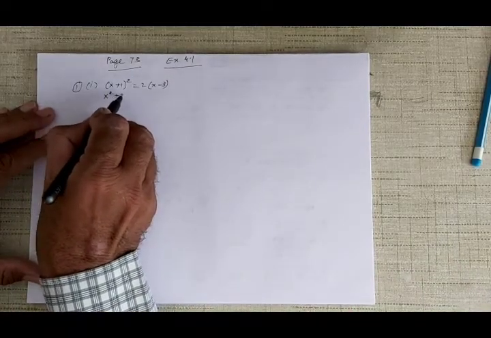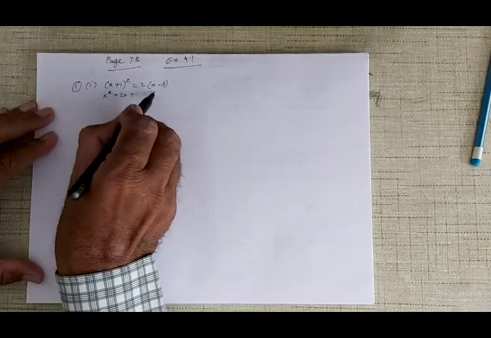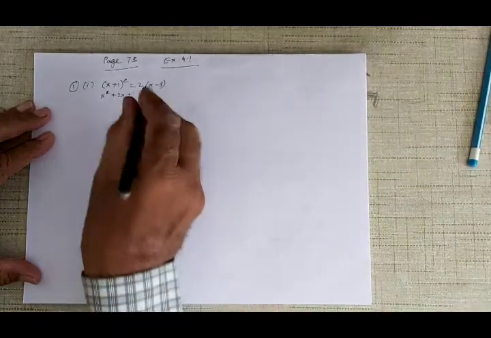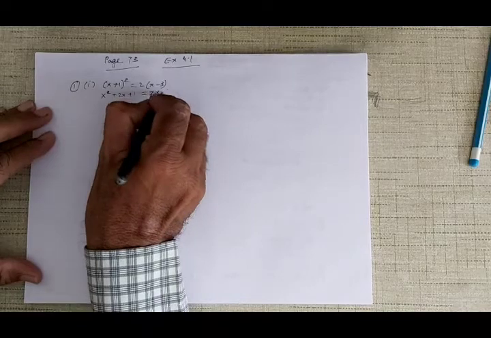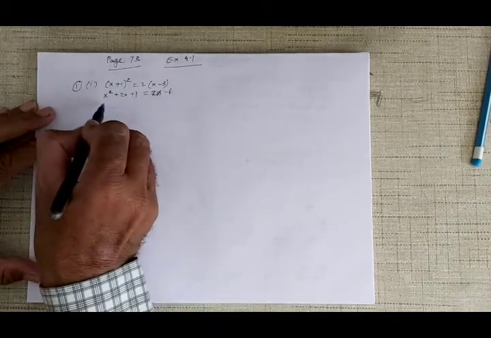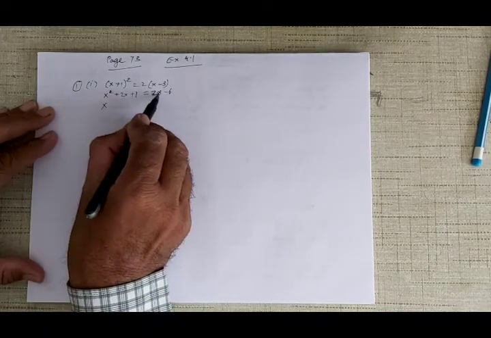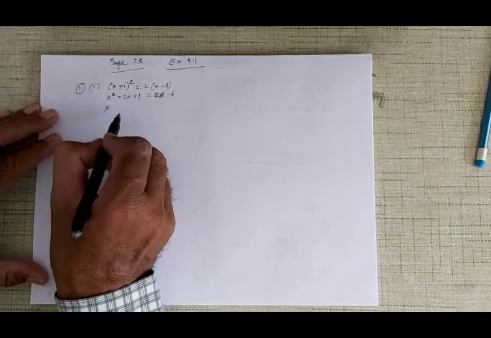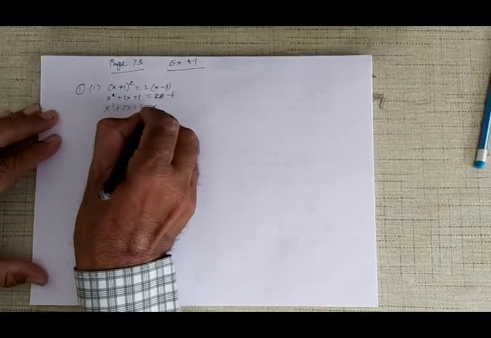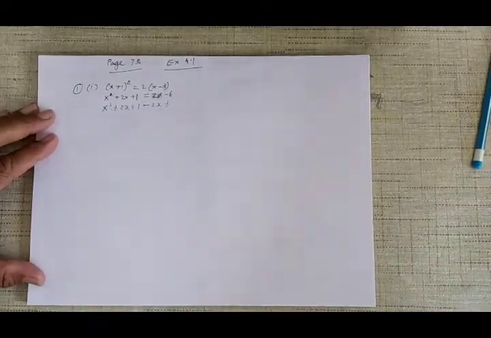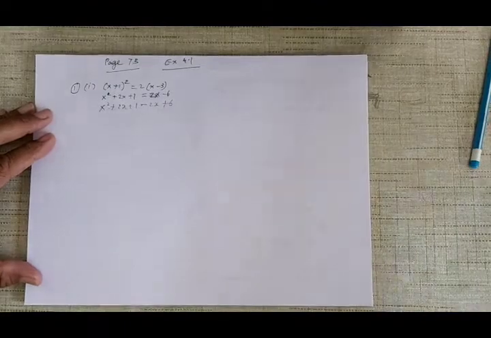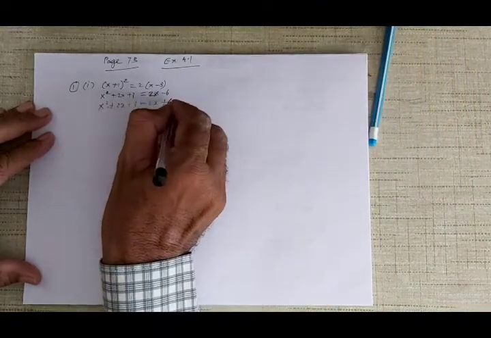X square plus 2x plus 1 is equal to 2x minus 6, 3 2s are 6. Okay. Now after this, just simplify only. I take 2x minus on this side. Plus 2x and 2x will cancel out. Plus 1 minus 1 will become plus 6 on this side. So x square plus 2x plus 1 minus 2x plus 6 is equal to 0.